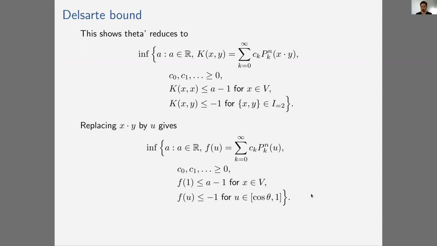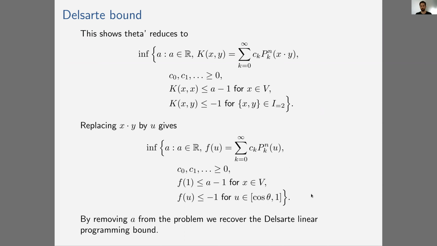And if you know the Delsarte linear programming bound, this is basically it, right? So you remove A, and maybe there are different ways of formulating it, but then you get the Delsarte linear programming bound. And then if you truncate this infinite series, then this is a polynomial, and this is a linear program, except you still have infinitely many inequality constraints.